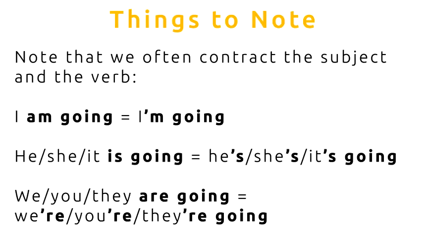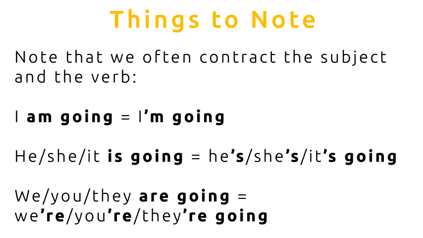Note that we often contract, which means to make shorter, the subject and the verb. So instead of saying, I am going, we can say, I'm going. For example, I'm going to the shop.